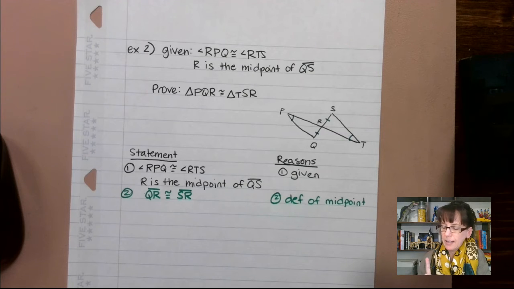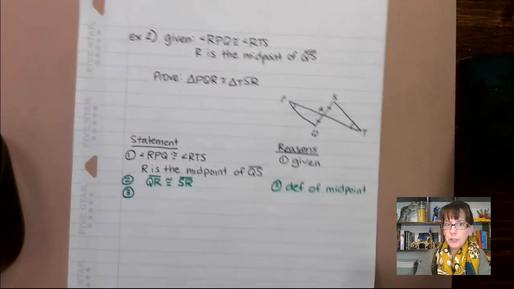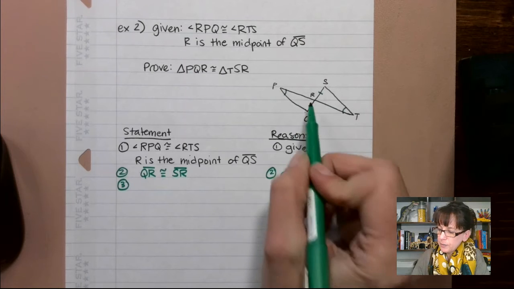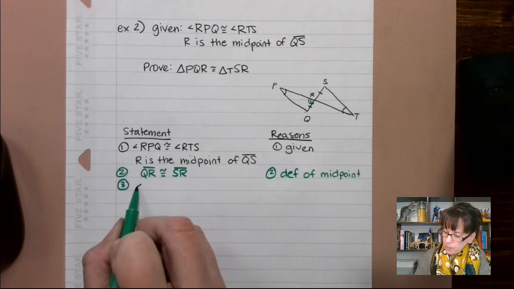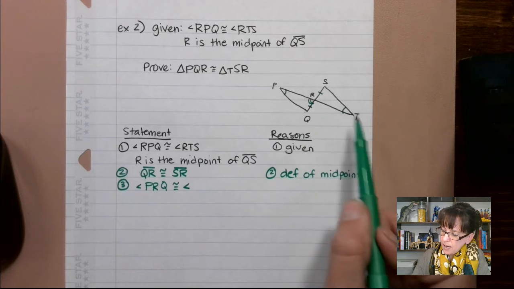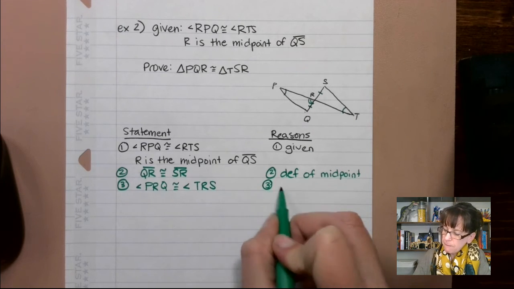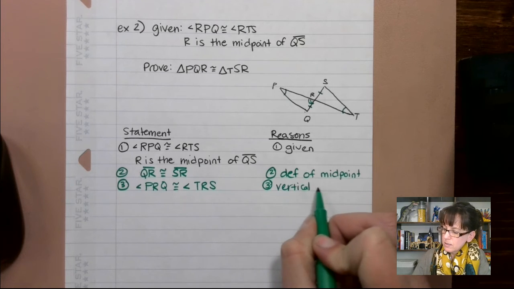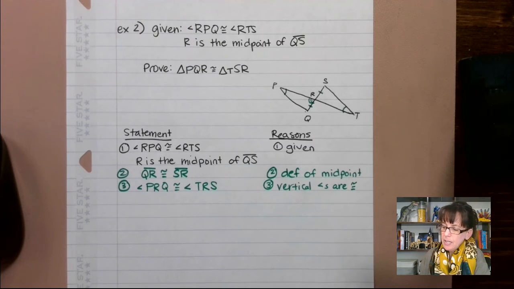After that, I do my obvious but not givens. Those are things like the reflexive property and vertical angles. And I see a vertical angle here. If you look, PRQ is this angle right here, and then TRS. So angle PRQ is congruent to angle TRS, and that is because vertical angles are congruent. Vertical angles are congruent.